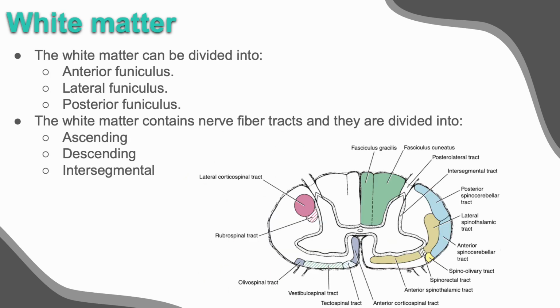The white matter of the spinal cord can be divided into three different parts: the anterior funiculus, the lateral funiculus, and then the posterior funiculus. And the white matter contains nerve fiber tracts, and they are divided into ascending tracts, descending tracts, and intersegmental tracts.